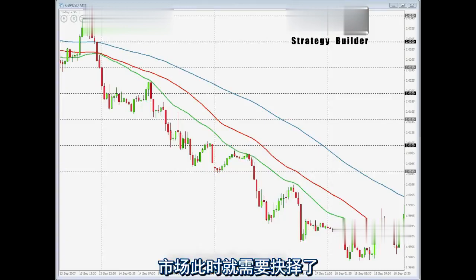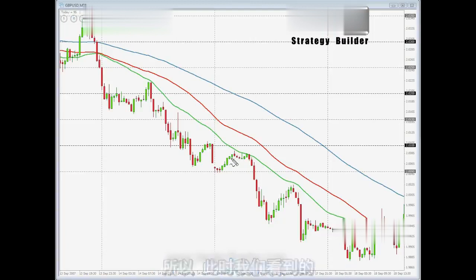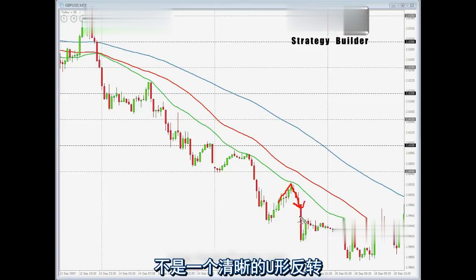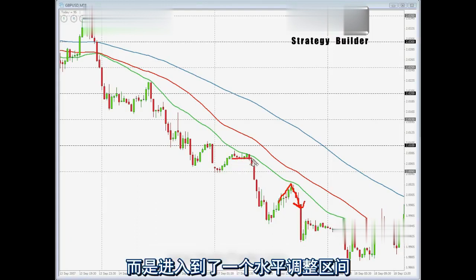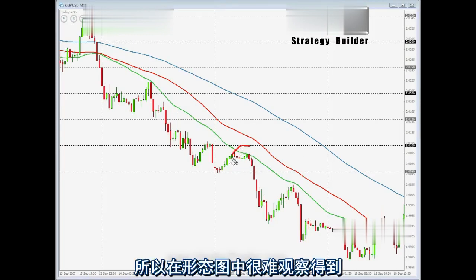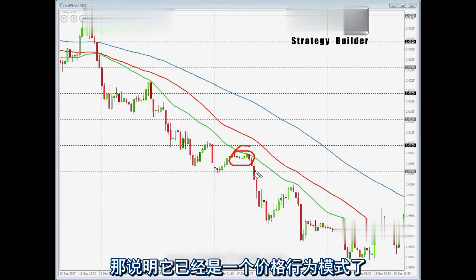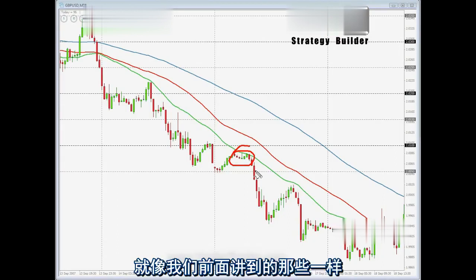has got to decide, and sometimes that decision is not so clear, and therefore we don't get a U-turn, such as in this case, but rather we enter a period of sideways consolidation. Okay, that consolidation area is too tiny to be spotted on the setup chart. If we could spot it on the setup chart, then we would be talking about simply a price pattern, as we saw in the previous videos.